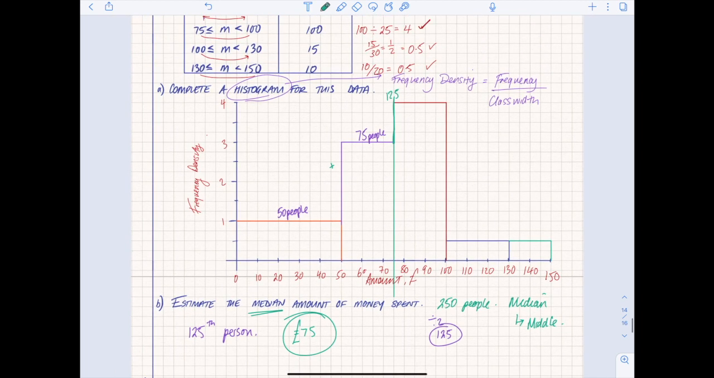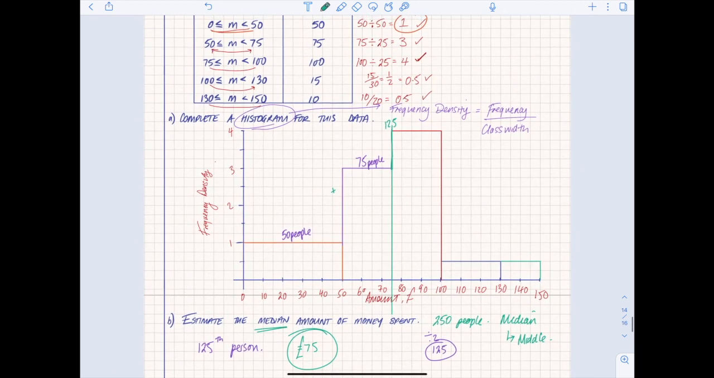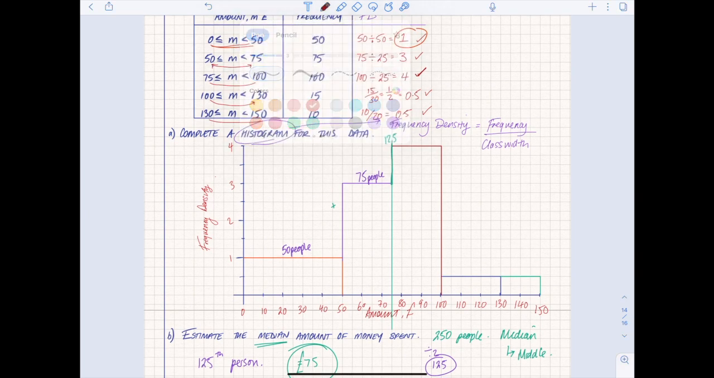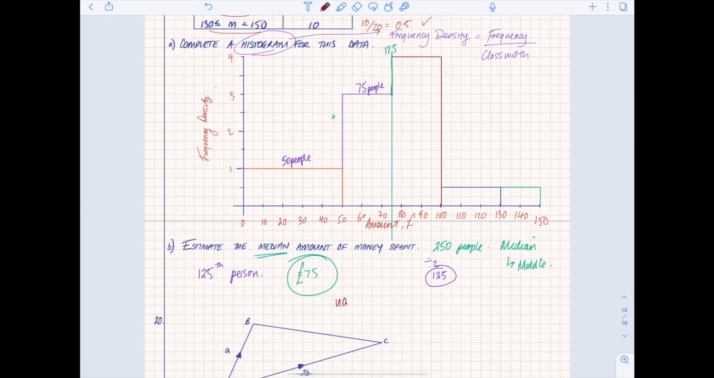Now, sometimes it might not be that simple. The median might not fit perfectly on that bar there, so it might ask you for something like the upper quartile, or it might ask you for the lower quartile. So let's talk about the upper quartile. The upper quartile would be 3/4 of the data. So to find 3/4 of 250, you would divide it by 4, and then once you've done that, you have to times your answer by 3. So 250 divided by 4 would be 62.5, and then times that by 3.